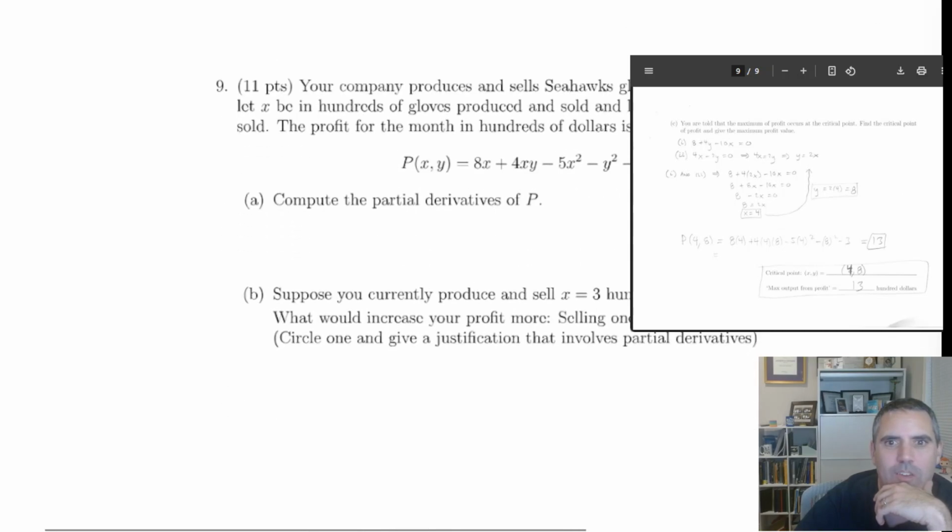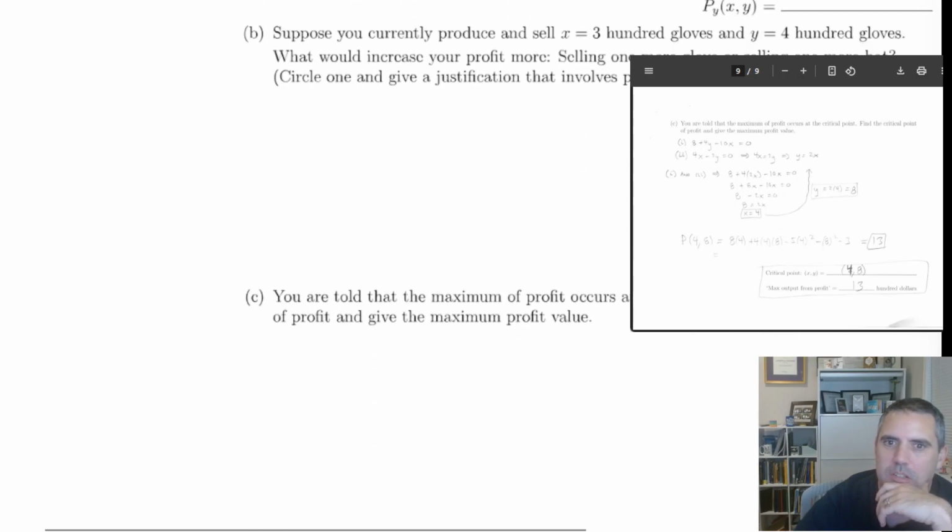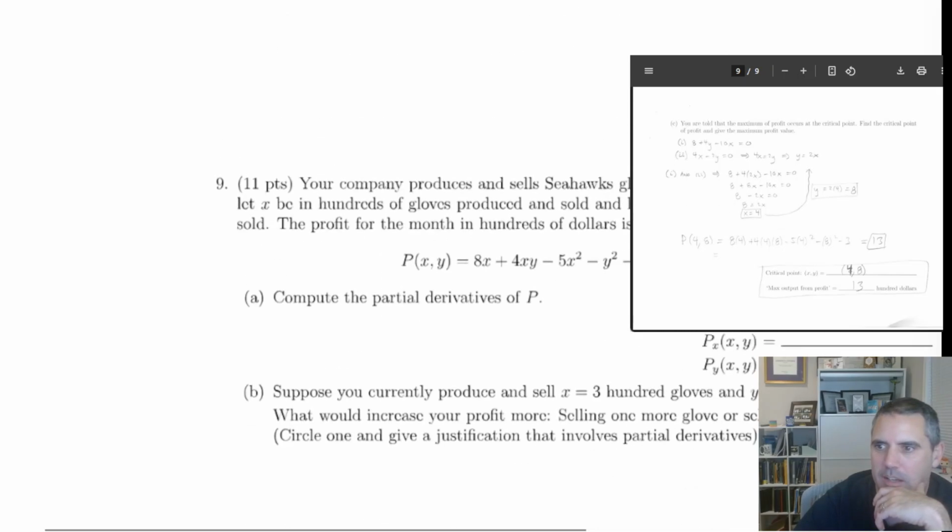Same thing there. Partial derivatives. Okay, I think that's enough to give you the idea.